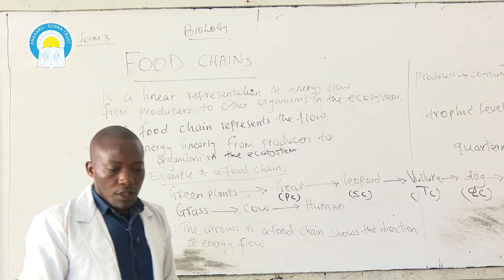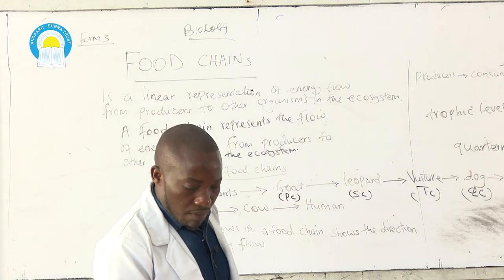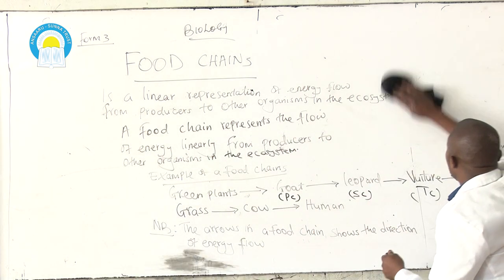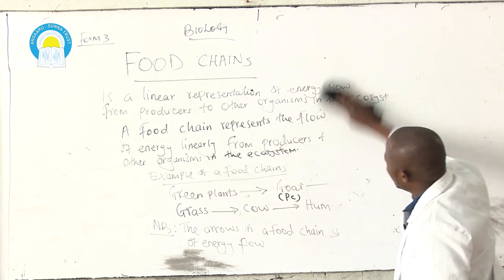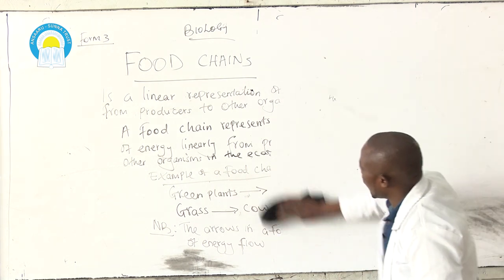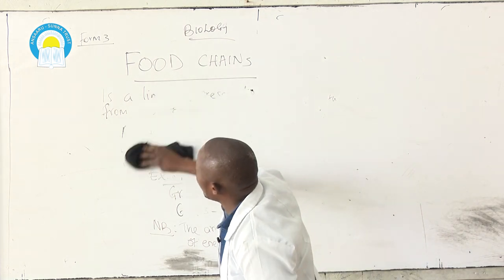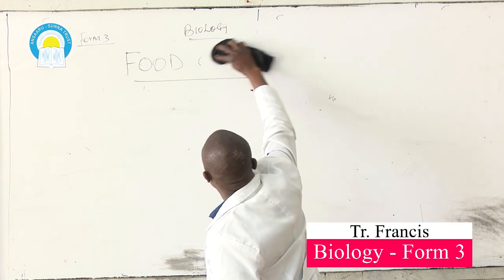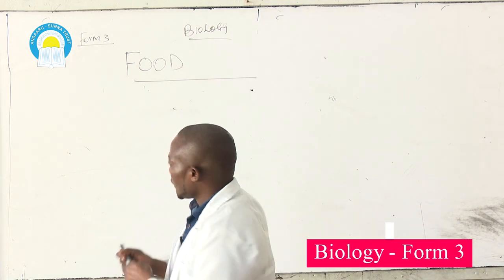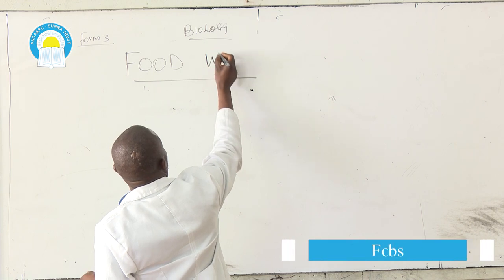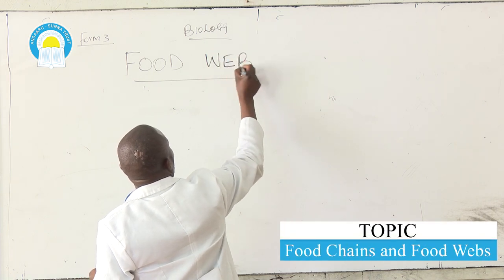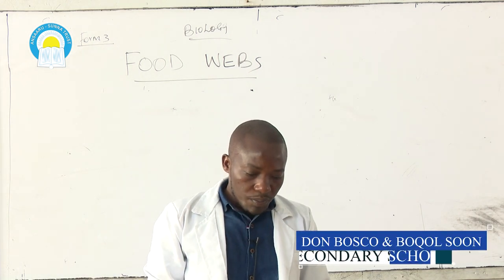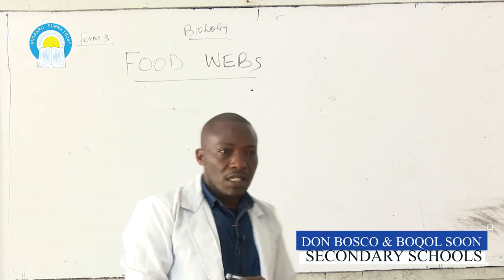After the food chain, allow me lastly to talk about food webs. The two represent energy flow in an ecosystem. When you talk about a food web, my students, a food web consists of several food chains interlinked.